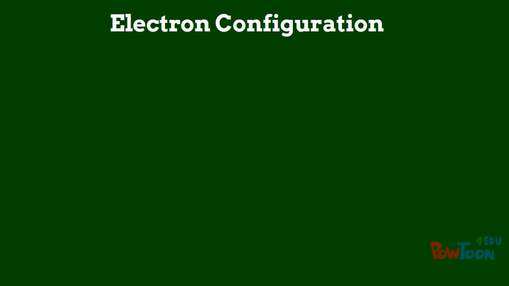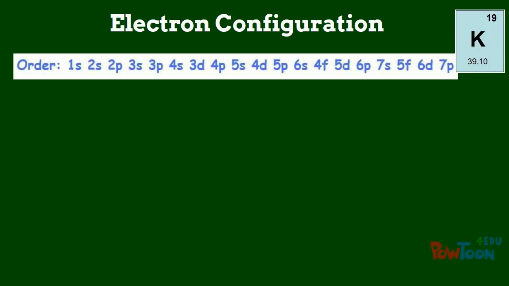By putting all of this information together, we can write the electron configuration for an atom. For example, potassium. Potassium has an atomic number of 19. So a neutral atom will have both 19 protons and 19 electrons. Using the order from the previous diagram and the maximum number of electrons per sublevel, we can write the electron configuration for potassium as shown.